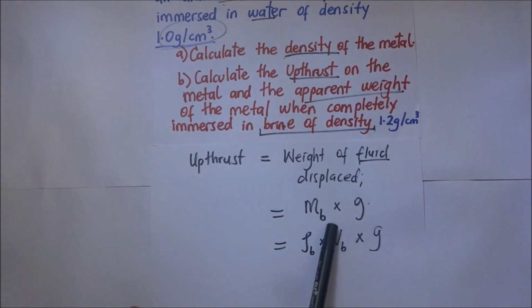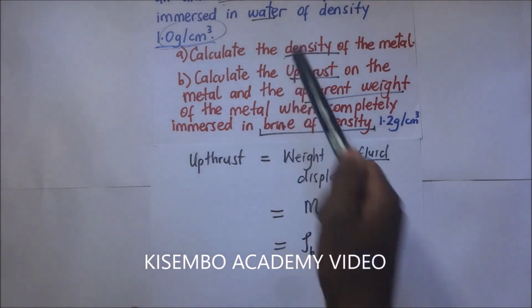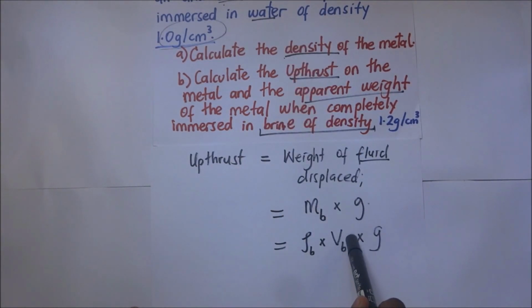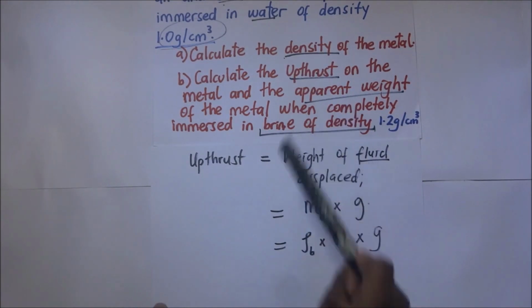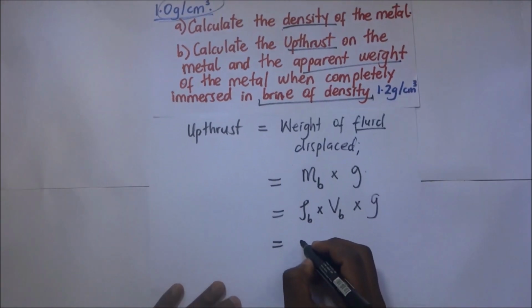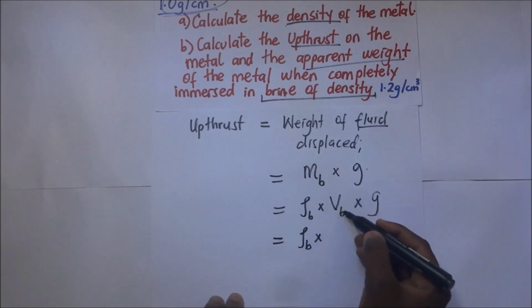We simply need to replace the volume of the brine. Since we do not have the volume of the brine directly, we simply substitute it with the volume of the metal that displaced the brine, and that one we can get. We have the information, so we can go ahead and say this is going to give us the density of the brine multiplied by the volume of the brine.